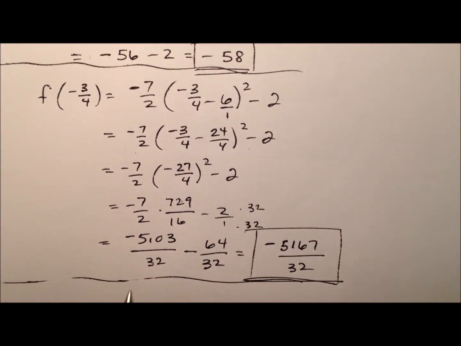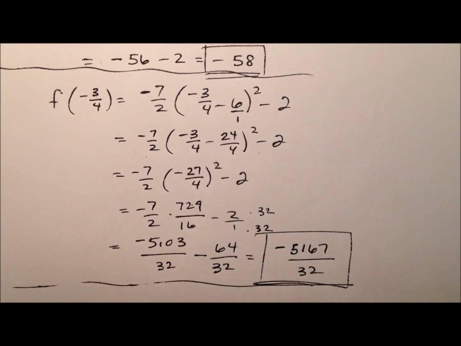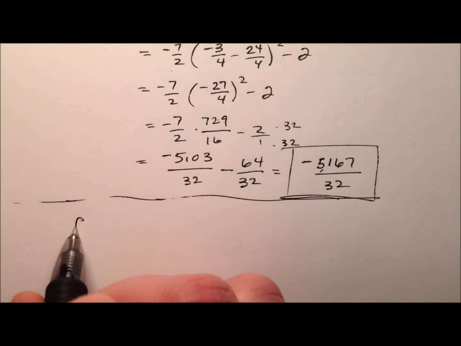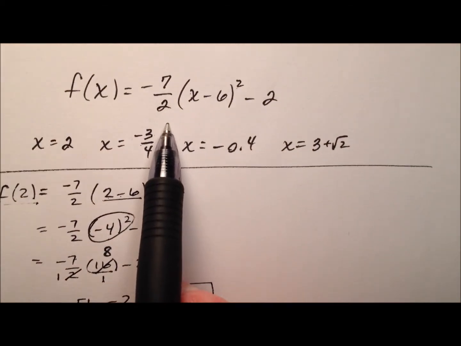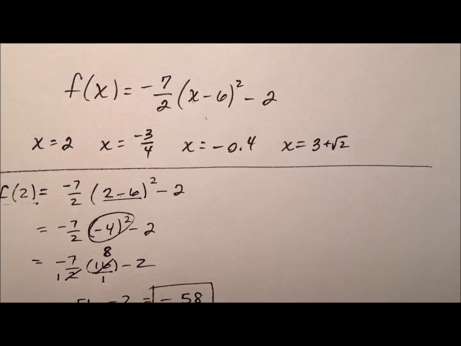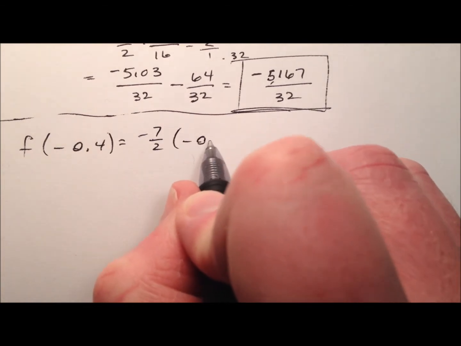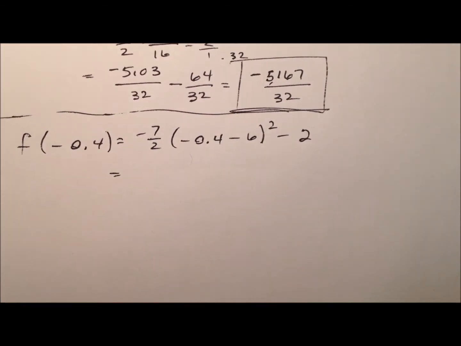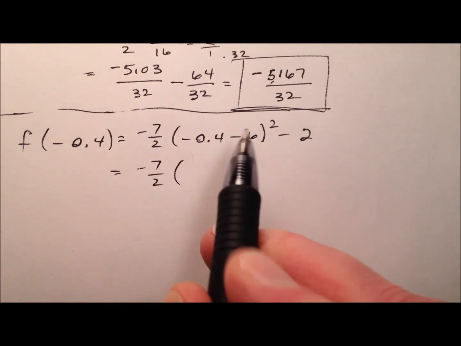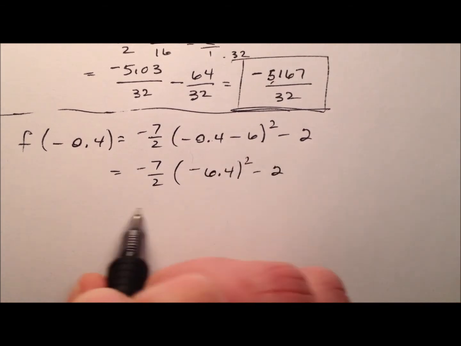So there we go. So when we evaluate our function f of x at negative 3/4, we're going to get negative 5167 over 32. So our next one is going to be f at negative 0.4. Okay, so once again, let's look at this function. So we need to put negative 0.4 right there for the x. And so we'll have negative 7 halves times the quantity here, negative 0.4 minus 6. That quantity will be squared, and then minus 2. So we'll kind of do all this. So a negative 0.4 minus 6 is a negative 6.4. That quantity will be squared.